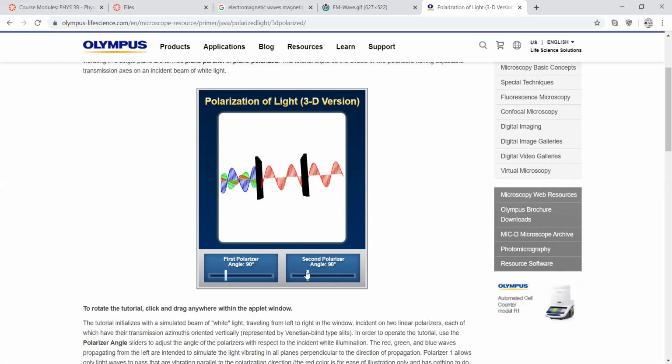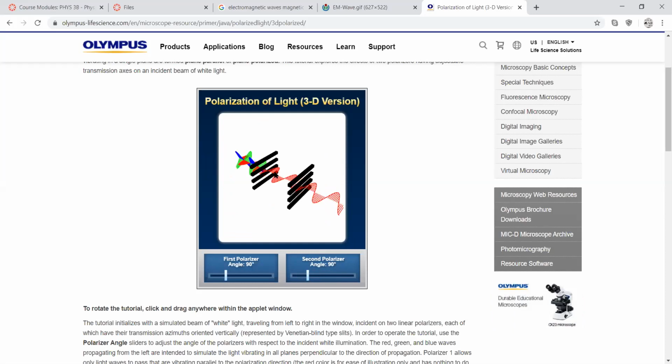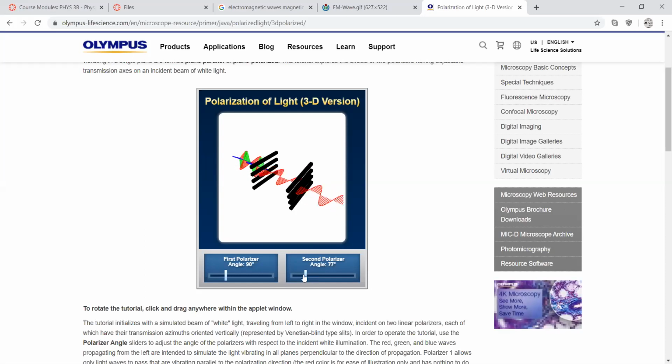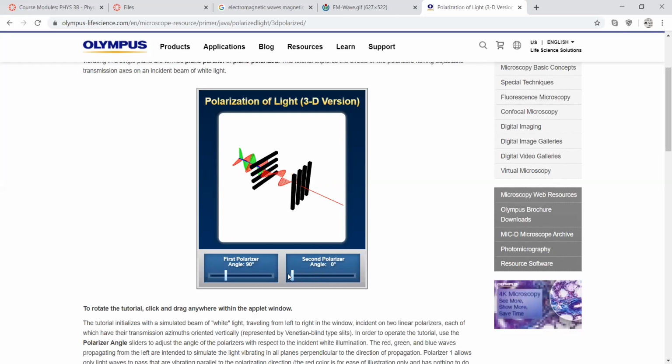If you have a polarized light source, what's a good polarized source? Your computer screen is a great polarized light source. If you want to check whether your sunglasses are truly polarized, all you do is take your sunglasses and rotate them. If you rotate your glasses, you should see the screen go completely black if it's truly polarized.